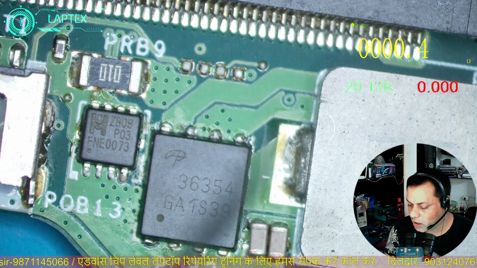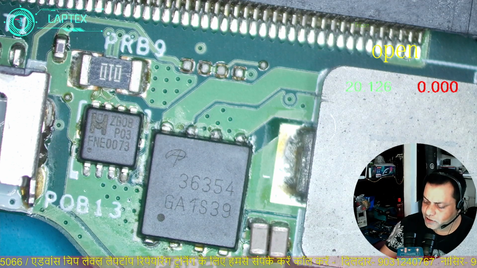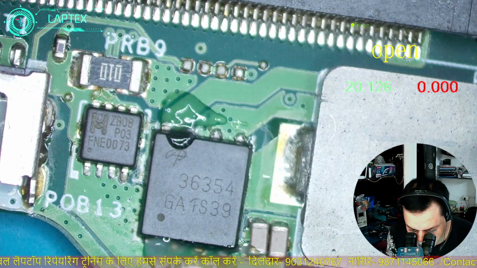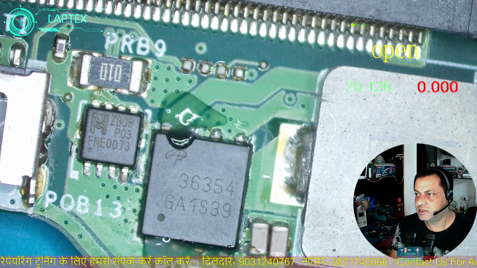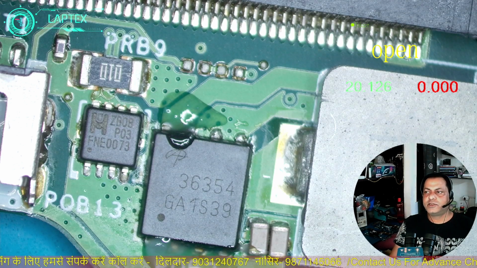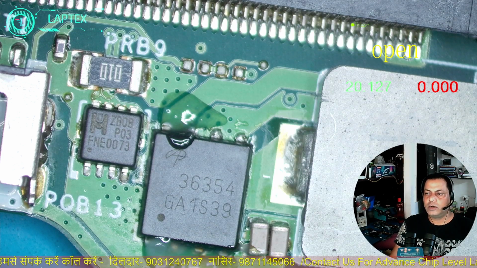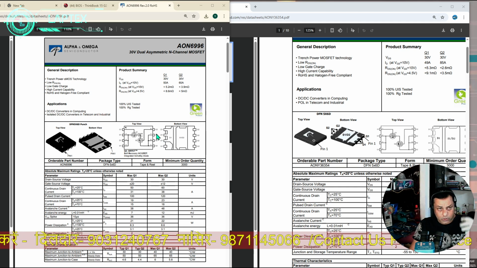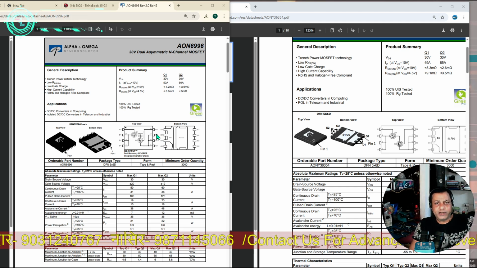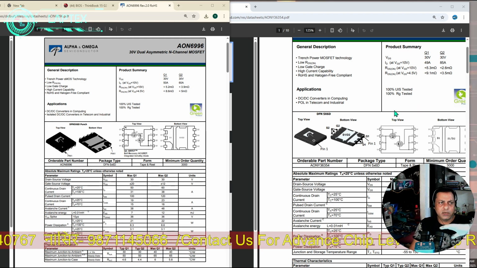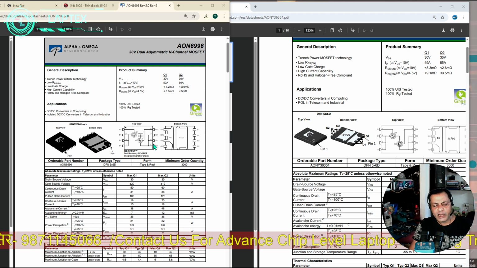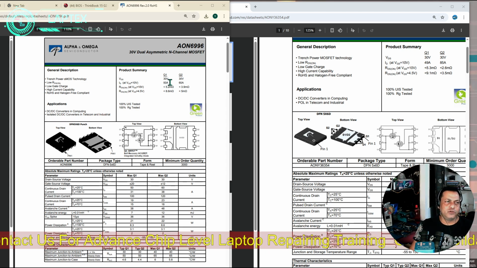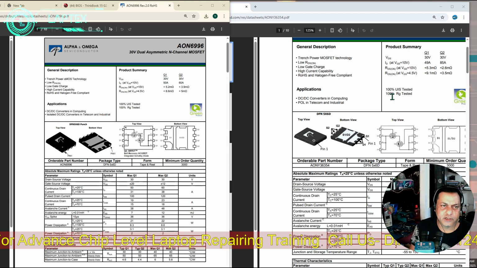Okay. So there were so many problems which have been eliminated from the motherboard, and now the point comes to this IC. The IC number is 36354. So let me bring you to the diagram of that MOSFET which is on the motherboard. This is the MOSFET which I have in my scrap motherboard. So can you tell me, can I use this MOSFET instead of this one?